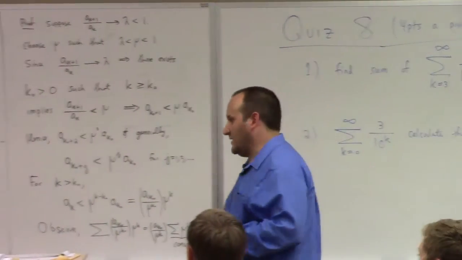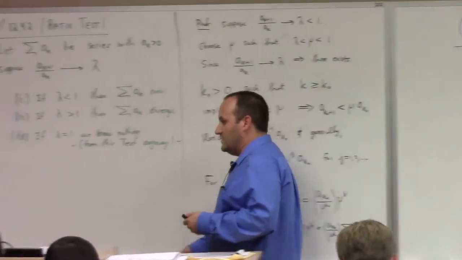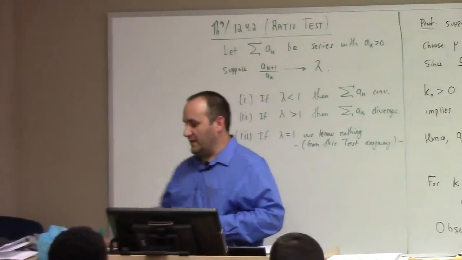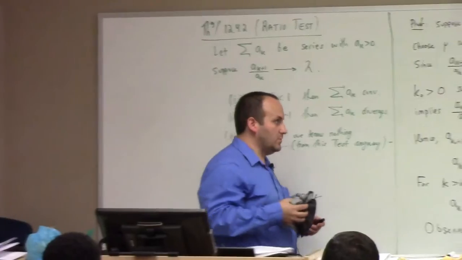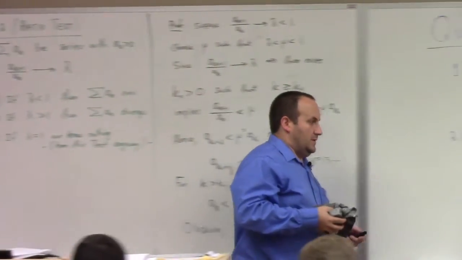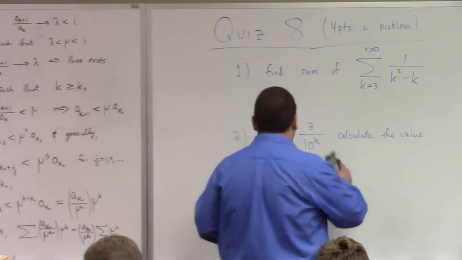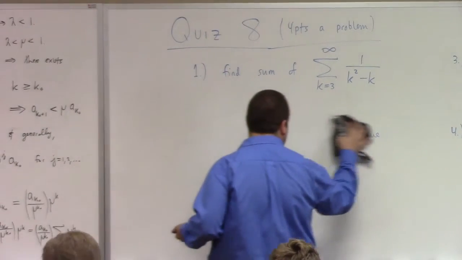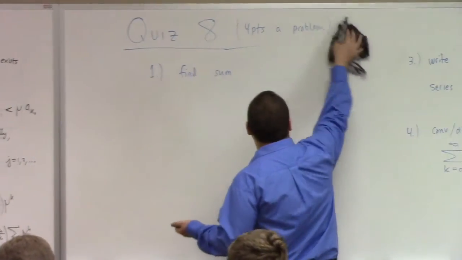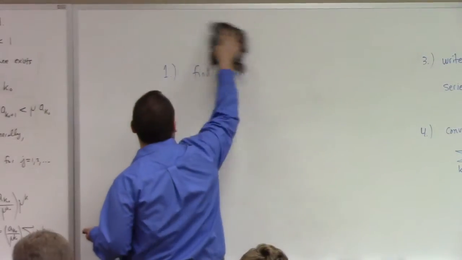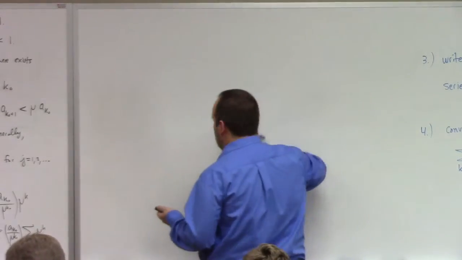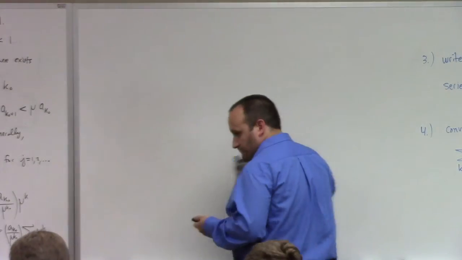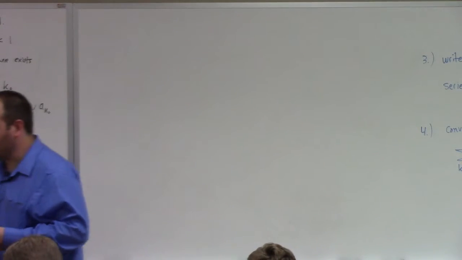All right, it's kind of like when you're working a limit and you work the limit out and you find out that it's got form 0 over 0, that doesn't mean you get to cancel the zeros. You got to do something else, right? It's indeterminate. So if you get lambda equals 1, it just means that the ratio test is not the right tool for the job. You got to try something else.